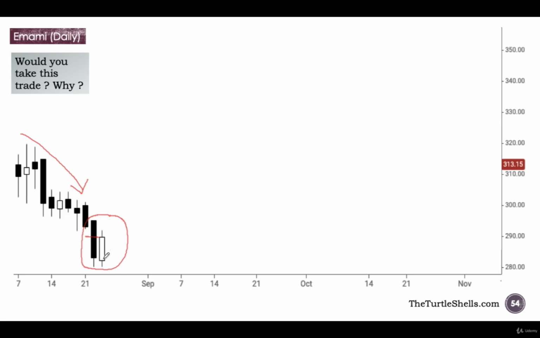Another thing to notice is that the piercing pattern is not a perfect piercing pattern because the opening of the white candle is within the shadow of the prior black candle. If it opens below the low of the black candle, then it would be a perfect piercing pattern. So that is a second negative. Third thing is, probably it is not confirming any prior support area. So it is a standalone piercing pattern which we have discussed. And we know that a standalone piercing pattern trade is an aggressive trade. It is a risky trade.